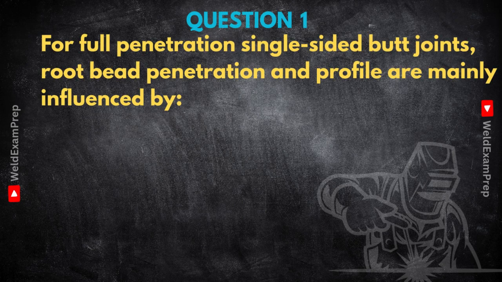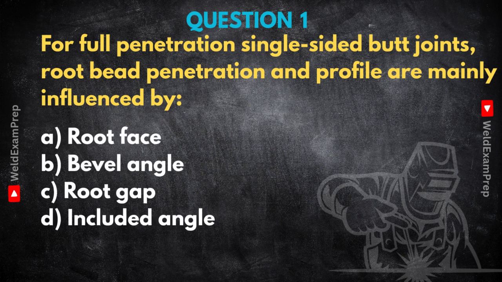Our first question. For full penetration, single-sided butt joints, root bead penetration and profile are mainly influenced by, and the options are A, root face, B, bevel angle, C, root gap, D, included angle. So when you think about nailing that perfect root bead, getting that consistent penetration and shape, what factor really jumps out as the main driver? Well, it's interesting because they all play a part in the overall joint design, but for that specific outcome, the root penetration and profile, the correct answer definitely is C, root gap.